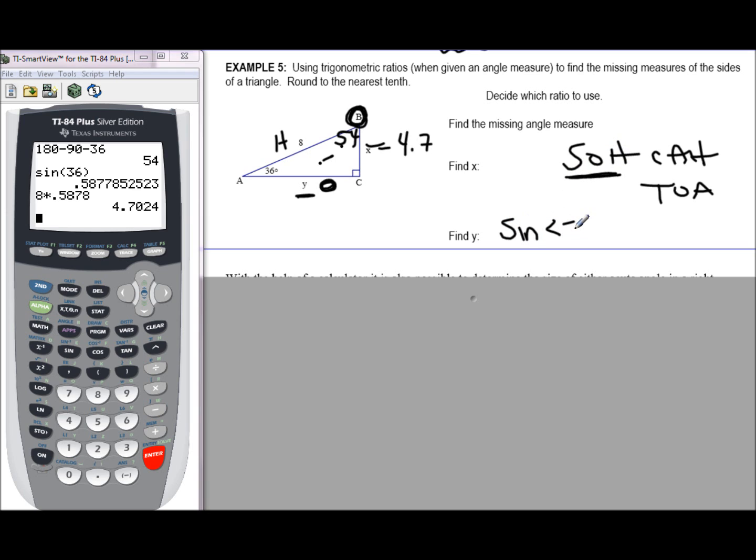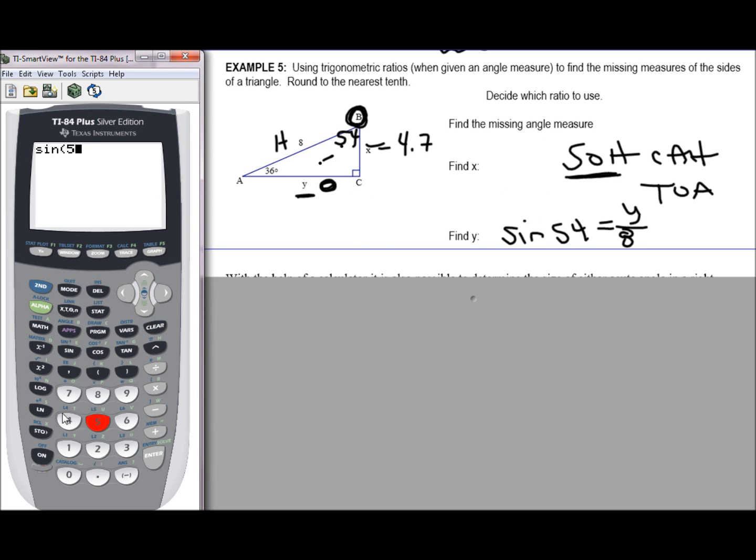And that says the sine of an angle is equal to the opposite side over the hypotenuse. My angle, erase and replace, my angle is 54, and that equals my opposite side to 54, which is y, over my hypotenuse, which is 8. Okay, let's figure out what the sine of 54 is. Sine of 54 is equal to 4 digits, 0.8090, and that'll equal y over 8.